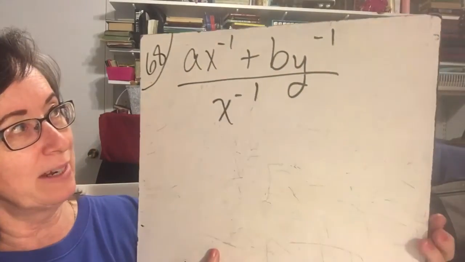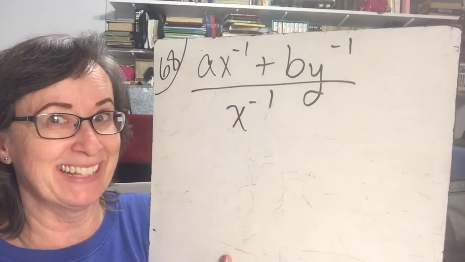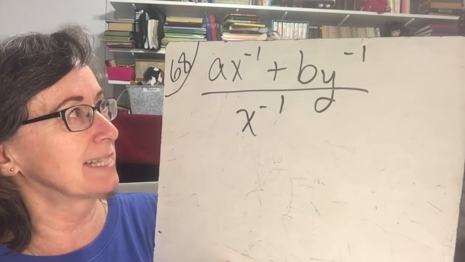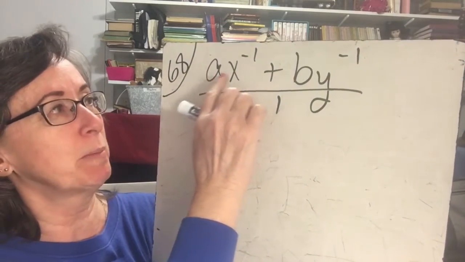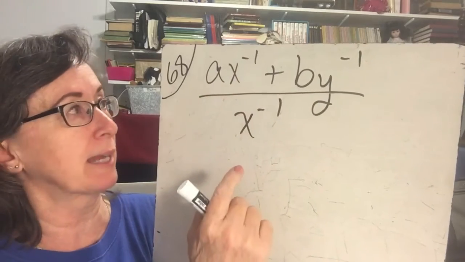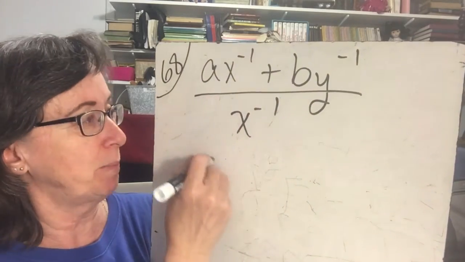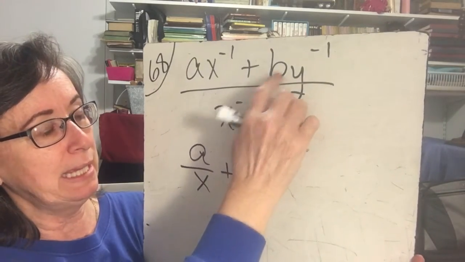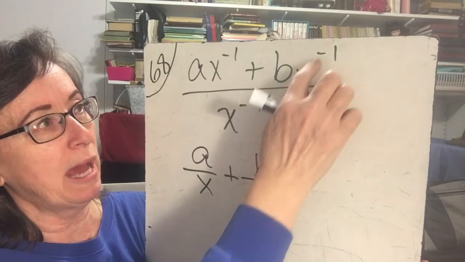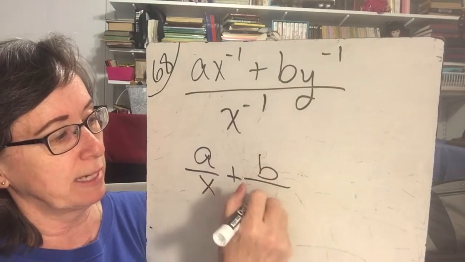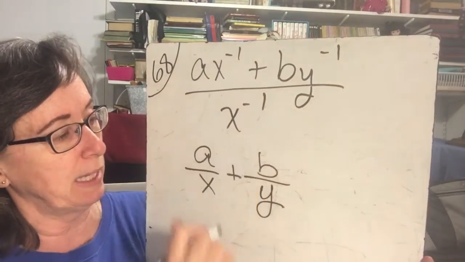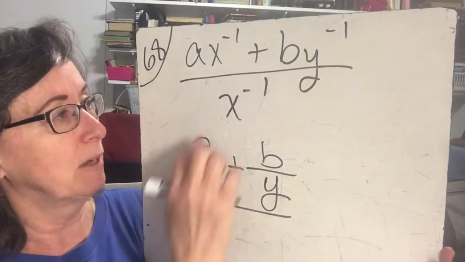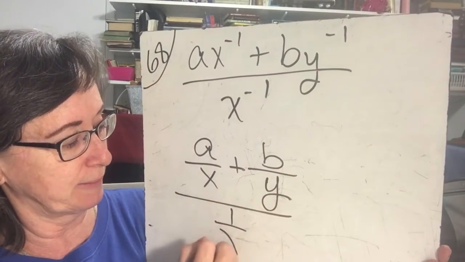All right, so here we have one with negative exponents. This is your last practice problem for this lesson. So we're going to write this one. Remember, x to the negative 1 is 1 over x. So a times 1 over x would be a over x plus. Now b is going to go on top, but the y to the negative 1 is going to go downstairs. 1 over y times b is b over y divided by x to the negative 1. Well, x to the negative 1 is 1 over x.